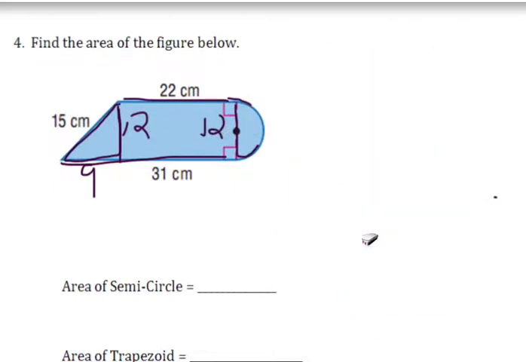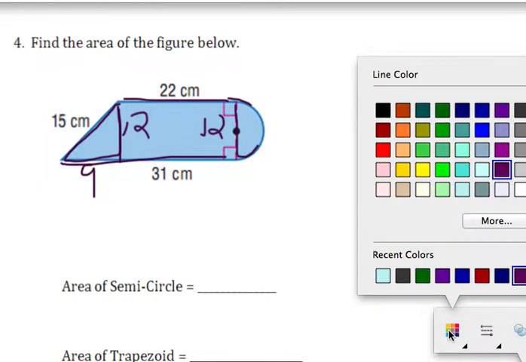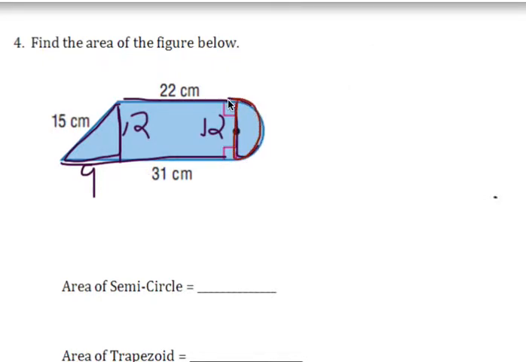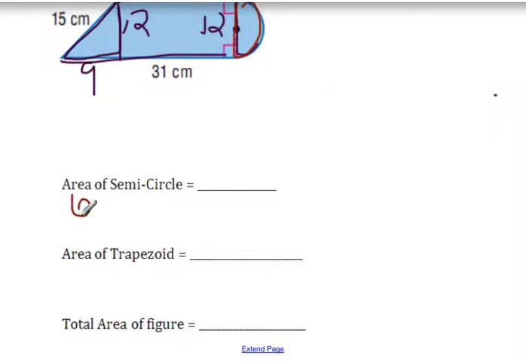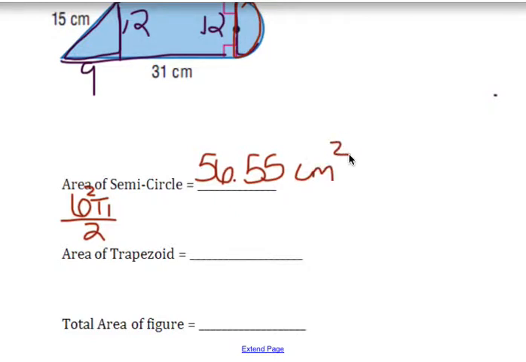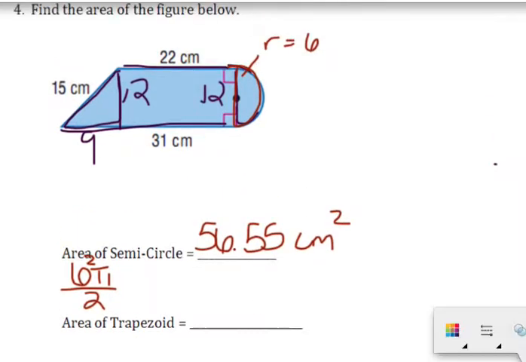So what I notice about the semicircle is that its diameter is 12. So if you remember, the diameter is twice the length of the radius. So if this is my semicircle and the diameter is 12, that means that my radius is going to be equal to 6. So to find the area of the semicircle, I'm going to do pi times my radius squared. So 6 squared times pi. Now remember, it's a semicircle, so it's only half a circle. So I'm going to then divide it by 2. And when I do that, I get 56.55 centimeters squared.